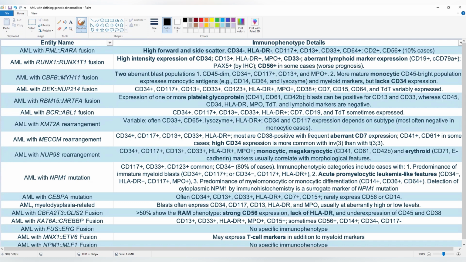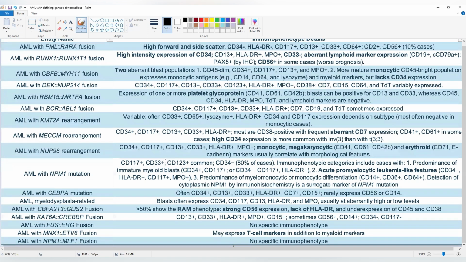As for the last five entities here in this table, the most important one is AML with CBFA2T3-GLIS2 fusion in terms of flow cytometric findings, because in over 50% of the cases, they show what's called the RAM phenotype, which is strong CD56 expression, lack of HLA-DR expression, and underexpression of CD45 and CD38. These tend to be associated with worse prognosis.